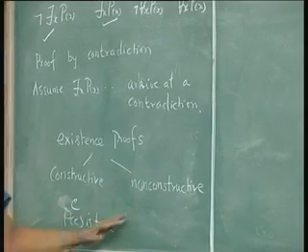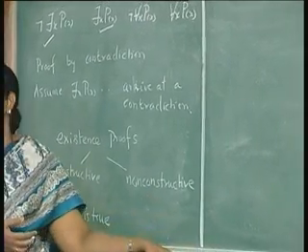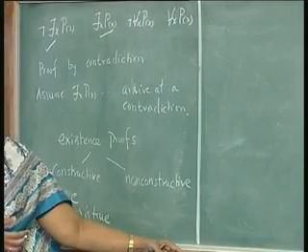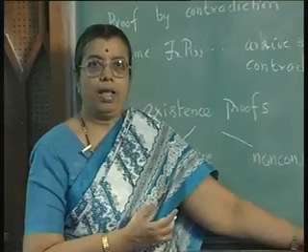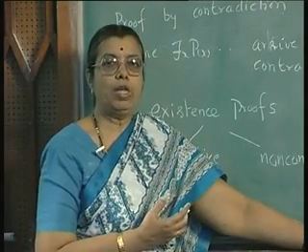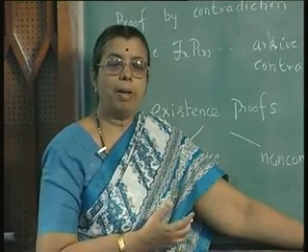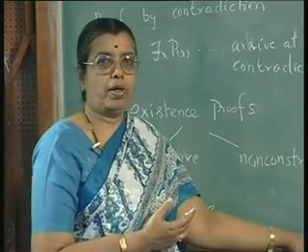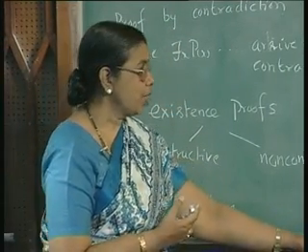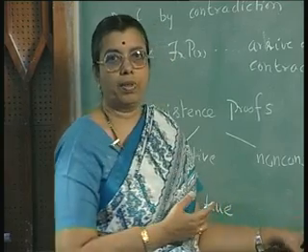In a non-constructive proof, no clue is given as to which c will satisfy p of x, or which c will give you the value p of c, but by some other argument, starting from something else, you prove it and so on. Such proofs are called non-constructive proofs.